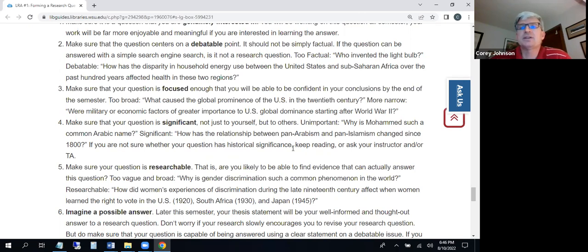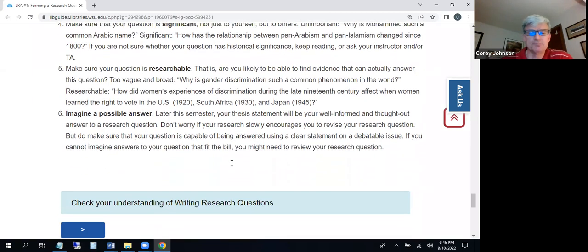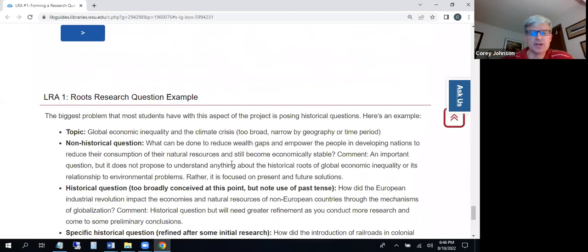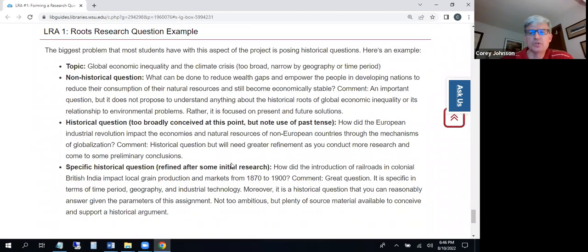And finally, you'll see an example of a research question at the bottom of this LibGuide. I will scroll down to that, which you should take a look through, because what it describes is an early version, which is way too generic and unfocused, all the way to the steps you might take to make it a refined and better historical research question. So that concludes the last of the 4 videos for LRA number 1.